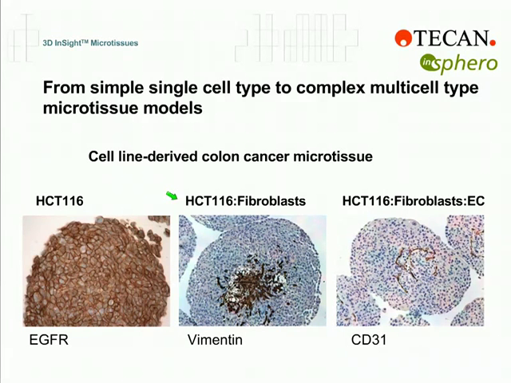You see the fibroblasts in the core of the cancer tissue shown by the Vimentin stain. And then you can add a third cell line. In this case, in the second example here, we have HCT116 and fibroblasts and endothelial cells, but we have stained only for the endothelial cells, as shown here for a CD31 stain. And you see that the cells are already beginning to make capillary-like structures within the tissues.